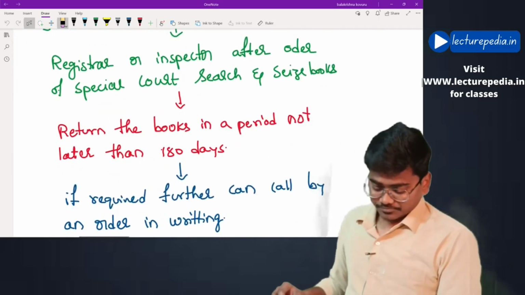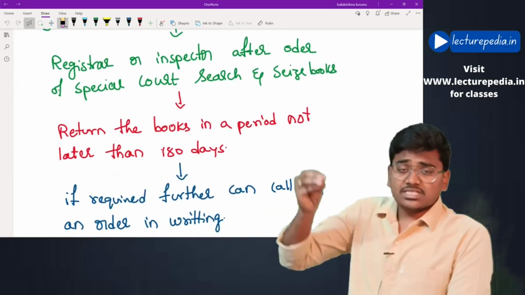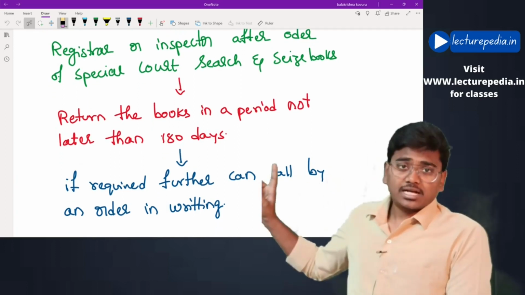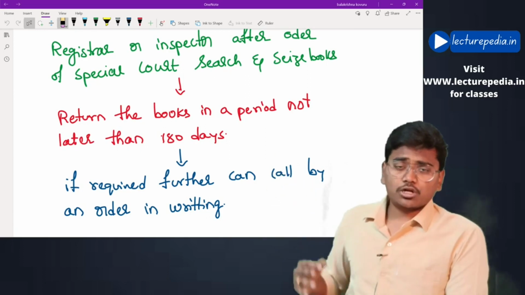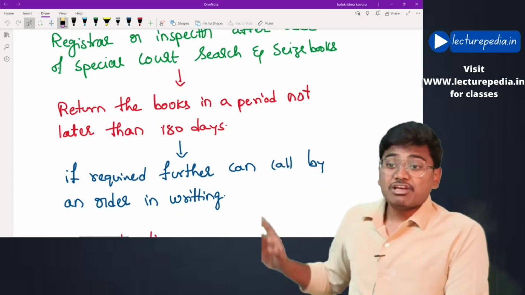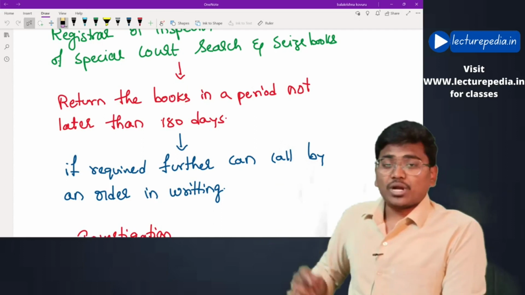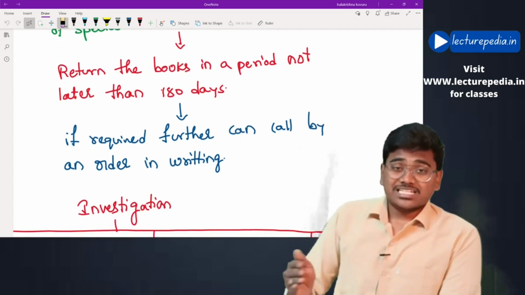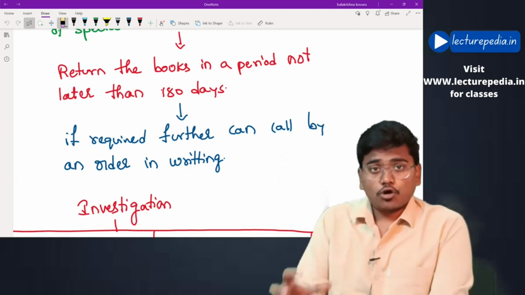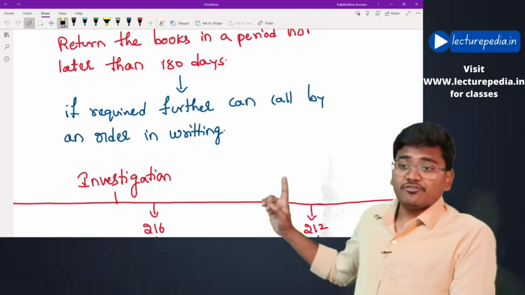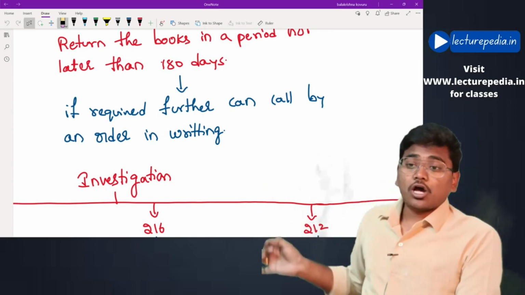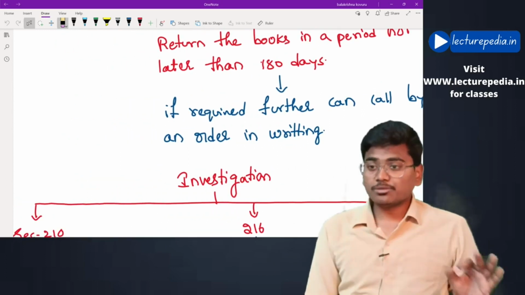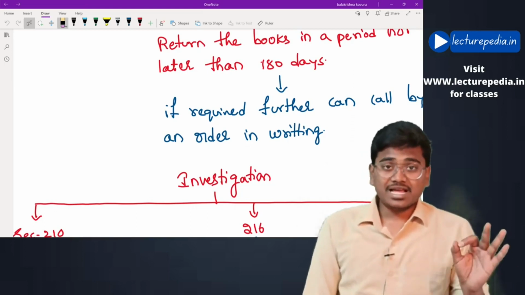If they have seized the books of the company, they must return these books to the company, the company secretary or the auditor from whom they have taken them, within a period of not more than 180 days. After 180 days, if the inspector or registrar further wants these books of accounts, they can call for them, if required, by an order in writing. Hope this is clear. Those were the provisions relating to inspection and inquiry.